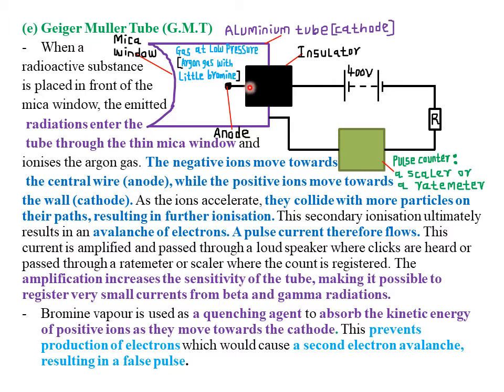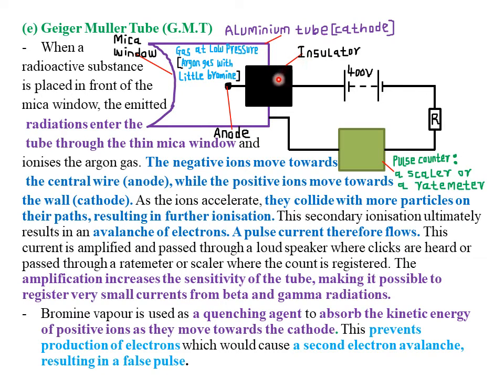It also has a central wire, which is usually an anode, because it is connected to the positive terminal. Remember, an anode is a positively charged terminal. Because this particular wire is connected to the positive terminal, it is an anode, or positively charged. Then it also has an aluminium tube, which is usually a cathode, due to the fact that it is connected to the negative terminal of our battery. So you can see the negative terminal connecting to this aluminium tube, hence making it a cathode.